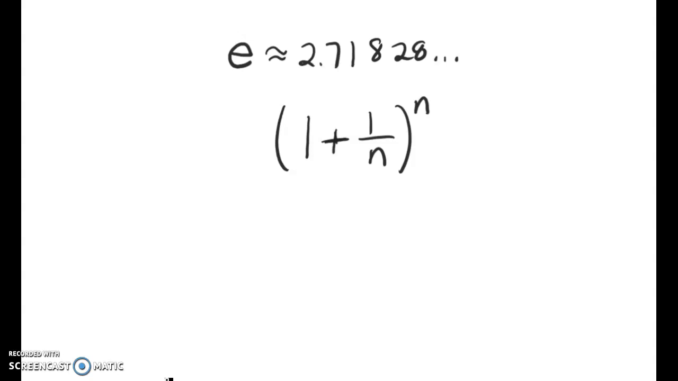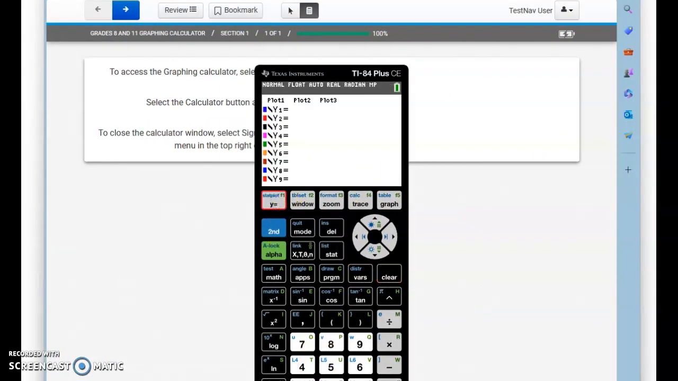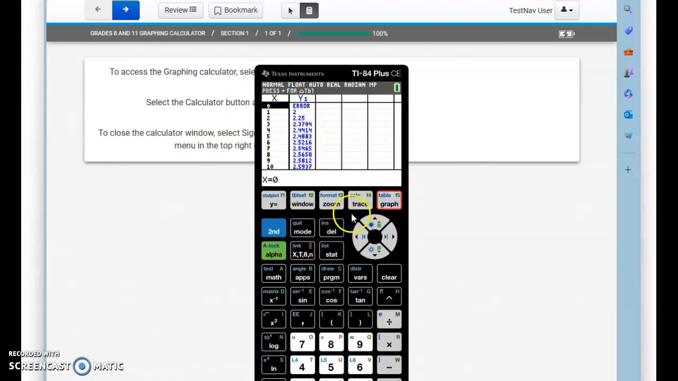So I could create a table and see what happens. Let me grab the calculator and I can show you. So here's the calculator. And we're going to put this expression in for y. And instead of n, I'm going to use x because that's the variable in the calculator. So 1 plus 1 over n raised to the n power. And then I'm going to hit second table. And so I'm going to see that the value starts to get larger and larger.